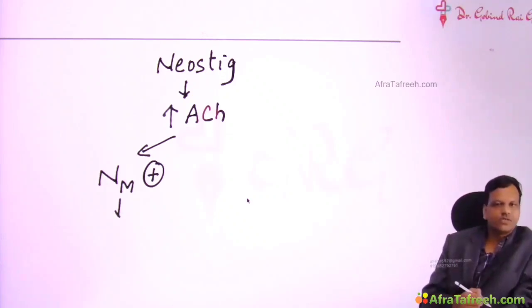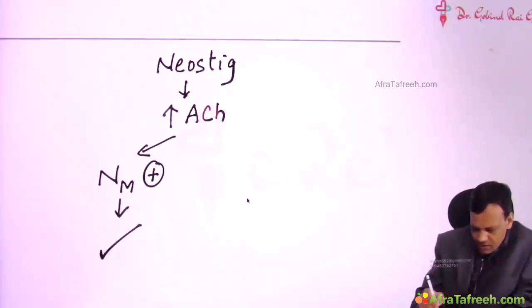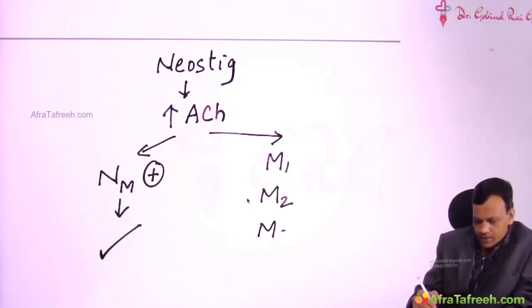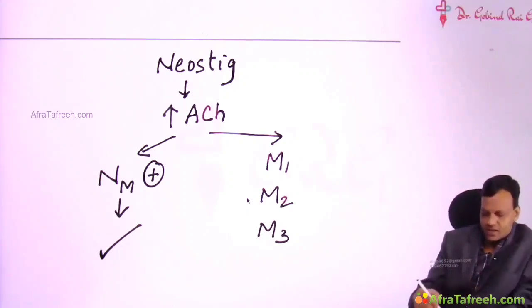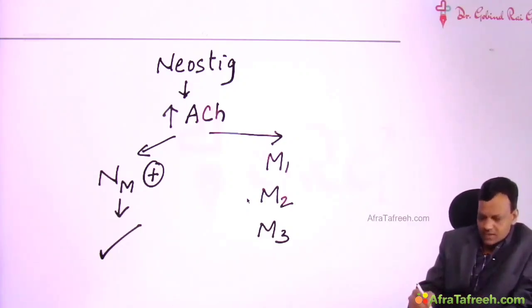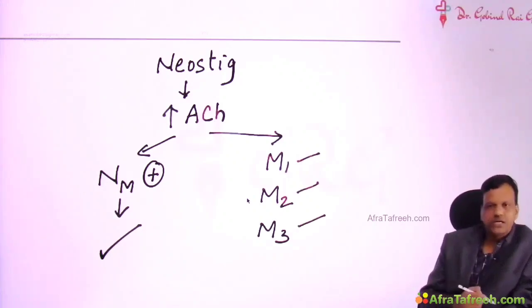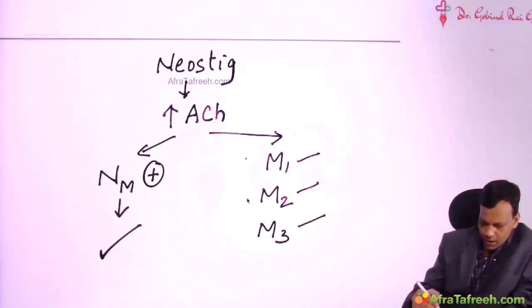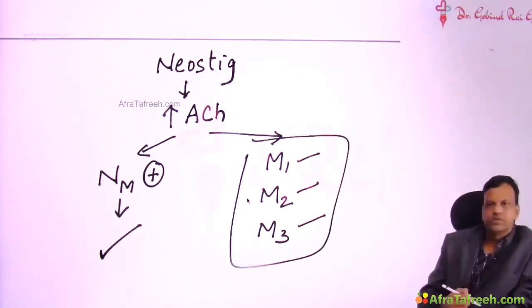Muscle weakness is improved. But the problem is, when acetylcholine increases, it also stimulates M1, M2, M3 receptors. And when these receptors are stimulated, the same side effects will come. That means acidity will occur, bradycardia will occur, diarrhea and urination will occur. So although neostigmine improves the muscle power, the person will use all that power in the toilet. So again, there is no use of such power.